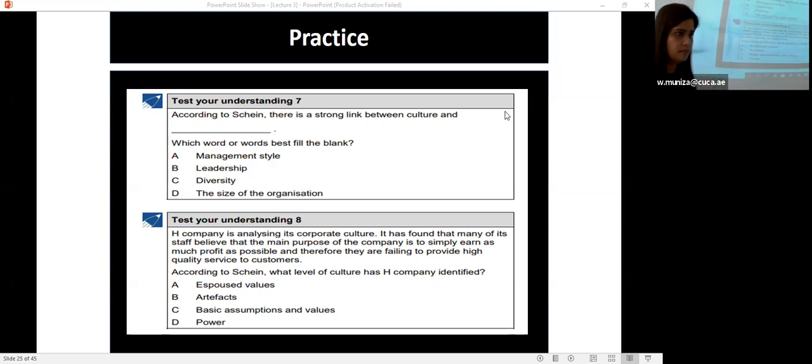Is it espoused values? In espoused values, we have slogans communicated. We have missions or stated aims and objectives. So this is not espoused value. Is this artifact? Artifact is what can be clearly seen. So this is not an artifact either. Is this basic assumptions and values? Yes, it is about the belief of the persons who are working in the company. So the scenario is more clearly related to basic assumptions and values. And power has not been a cultural level given to us by Schein. That is why it is not the answer. The right answer is basic assumptions and values.